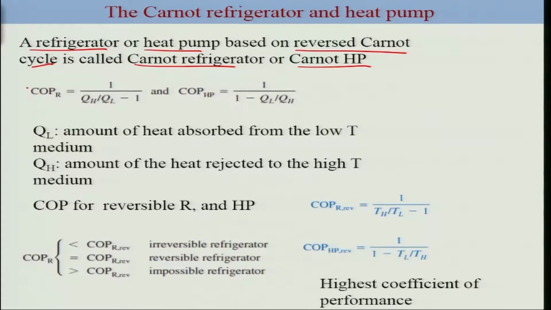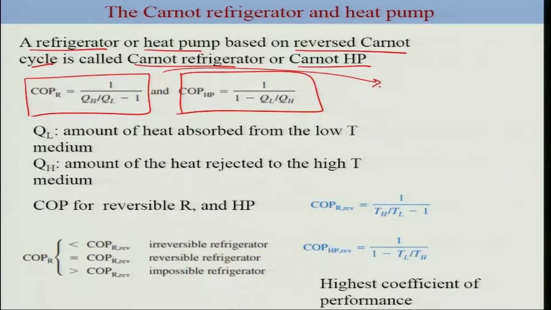We already know the coefficient of performance for the Carnot refrigerator and Carnot heat pump. Remember, this here is nothing but your QL, because you are going to extract this much heat in order to maintain the refrigerator at a certain temperature. This is divided by whatever work you pumped in, which is W net in, which is of course QH minus QL. Similarly you can write this for the heat pump, because the desired output would be your QH. So this is your coefficient of performance for the refrigerator and heat pump. QL is the amount of heat absorbed from the low temperature medium, and QH is the heat rejected to the high temperature medium.